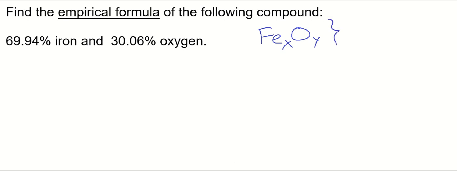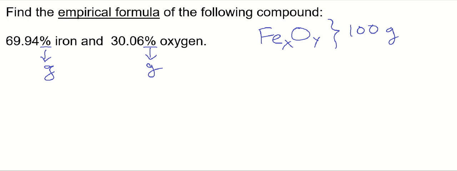If we consider that there's 100 grams of the substance, we do that just to make the math easier. Then we can turn these percentages into grams, and it makes it much easier. We can do this because molar mass is an intensive property for whatever formula we're solving for.